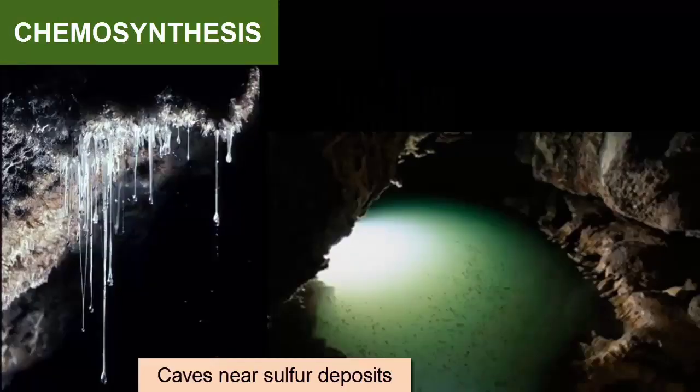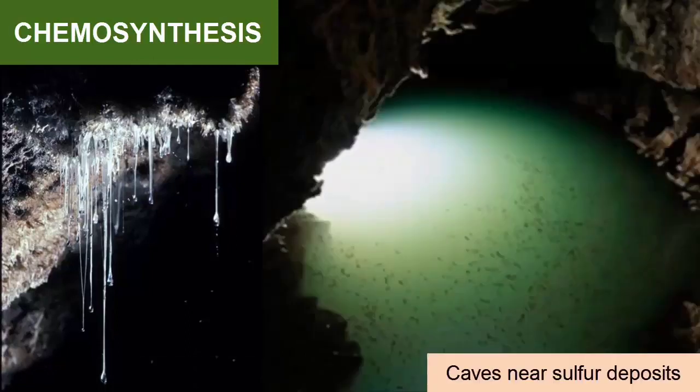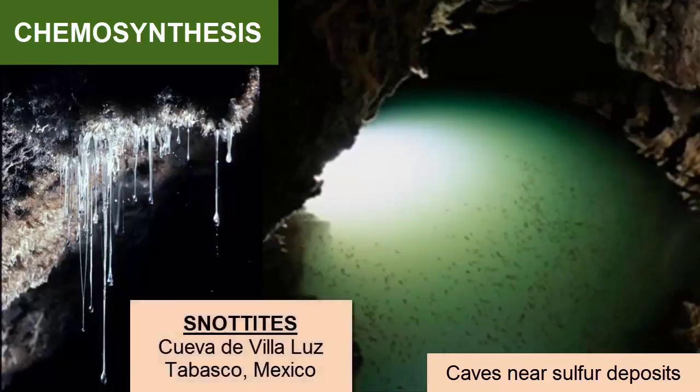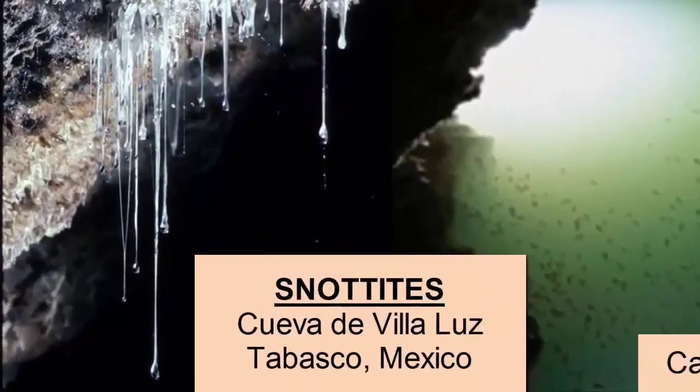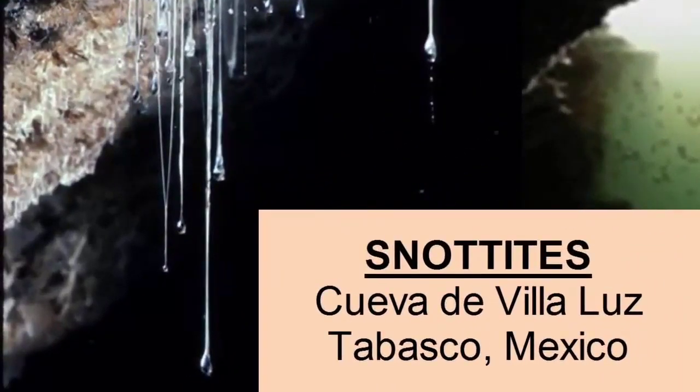In limestone caves near volcanic sulfur-rich hot springs, bacteria capture energy from hydrogen sulfide gas and use that energy to synthesize sugar. Sulfuric acid is one of the toxic byproducts, and these bacteria live in highly acidic, mucus-rich mats attached to the cave walls. These mats are called snottites. This example is from Cueva de Villaluz in Tabasco, Mexico. These snottites have acid drops at their tips with a pH of 0.